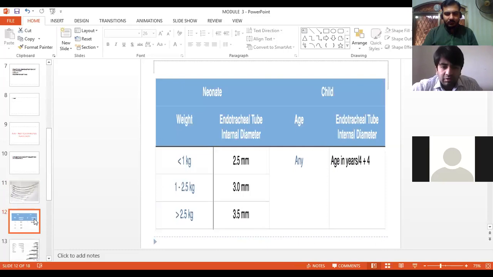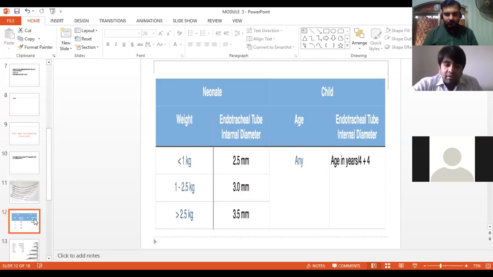In a neonate whose weight is less than 1 kg, the ideal endotracheal tube size is 2.5 millimeter. And if the weight of the child is from 1 kg to 2.5 kg, an endotracheal tube of 3 millimeter can be used. And for a child whose weight is greater than 2.5 kg, an endotracheal tube of 3.5 millimeter can be used.